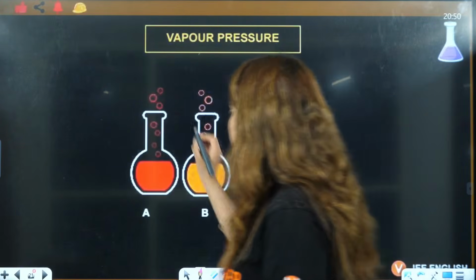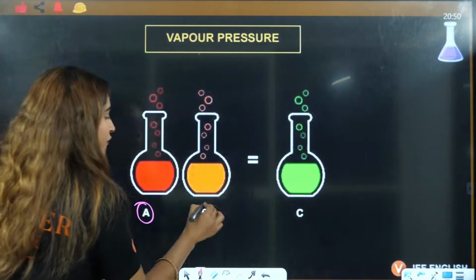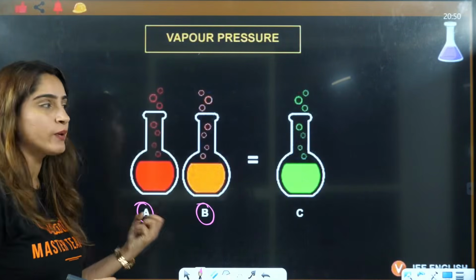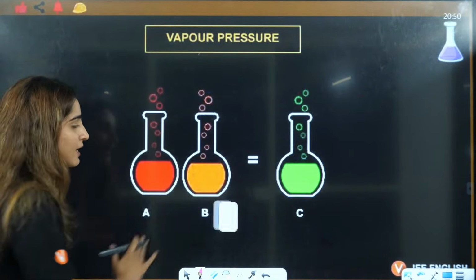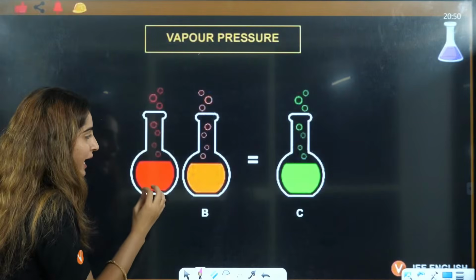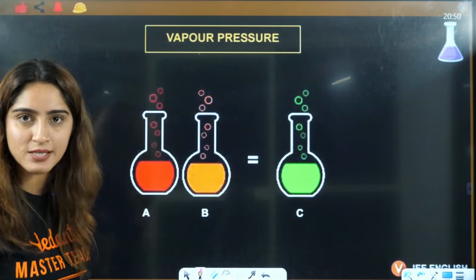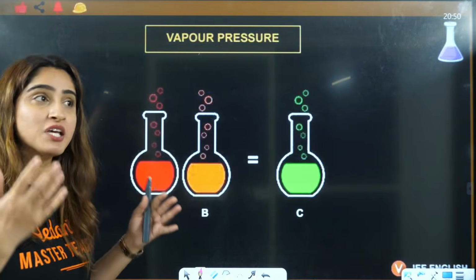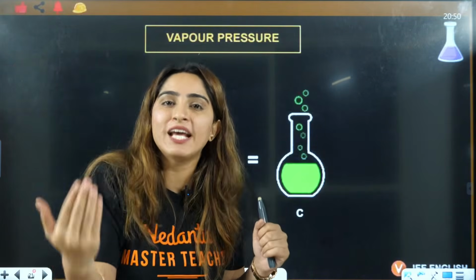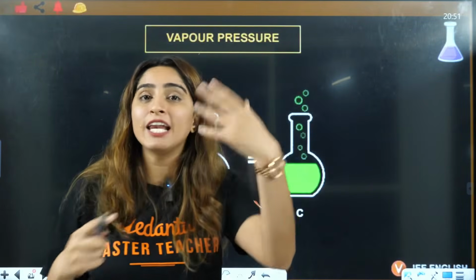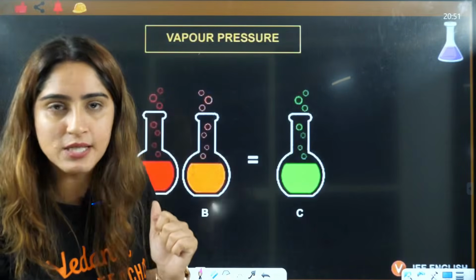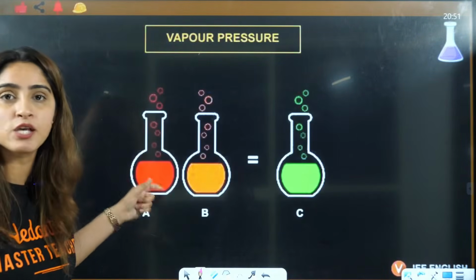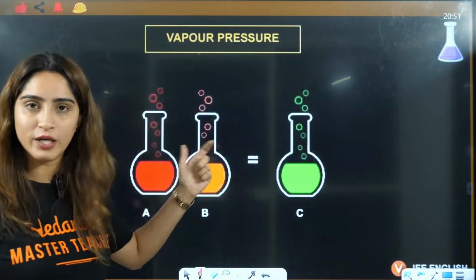You have a liquid A, you have a liquid B. This is a pure liquid A, this is a pure liquid B. This pure liquid A is making some vapors, because every volatile liquid will form vapors. Volatile liquid means the one which is forming vapors. So this liquid A is a volatile liquid, and this liquid B is a volatile liquid.